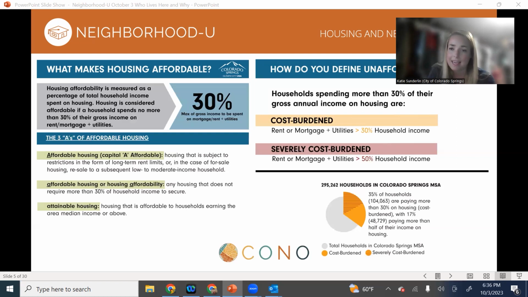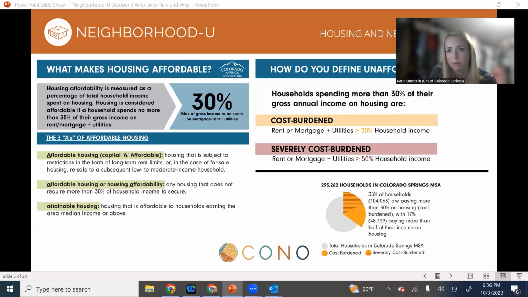Capitalized A affordable housing, as Randy says, is something that is subsidized. That means the government has put money into it, and they're saying, if we give you our money, you need to guarantee us that this is going to stay below this 30% marker for residents for 20 or 30 years. Now, lowercase a affordable housing is housing that does not require more than 30% of a household's income to obtain, but it happens naturally in our housing stock.